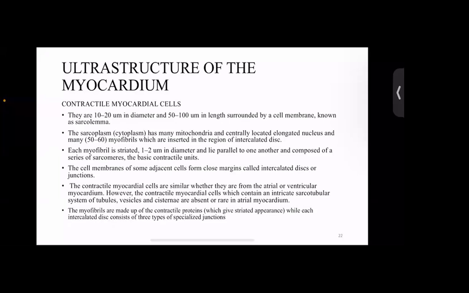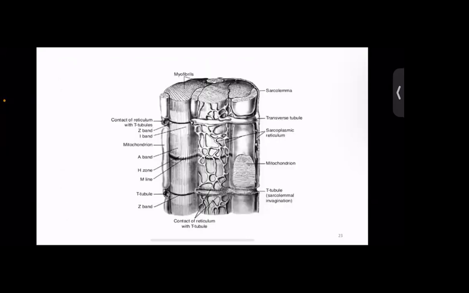So the cell membranes of some adjacent cells form closed margins called the intercalated discs or junctions. The contractile myocardial cells are similar whether they are from the atrium or from the ventricle. However, the intricate sarcotubular system of tubules, vesicles, and cisternae is absent or rare in the atrial myocardium. And the myofibrils are made up of the contractile proteins, while each intercalated disc consists of 3 types of specialized cell junctions. So this is a picture showing the unit of the myocardium.